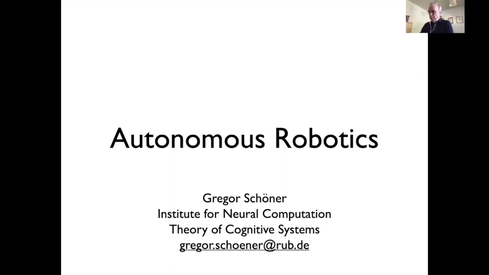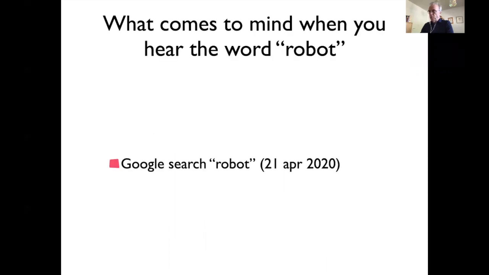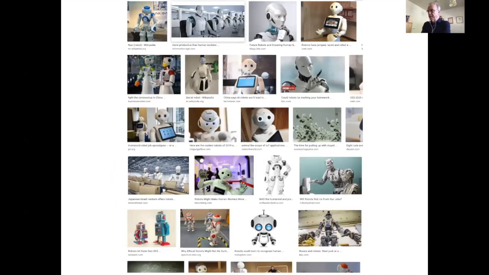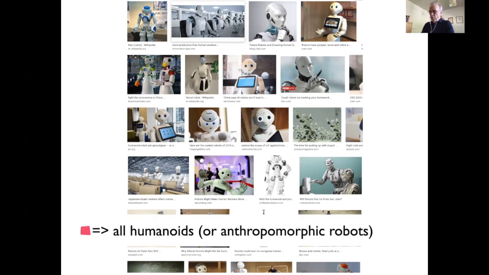So if you think about what comes to mind when you hear the word robot, I think many of you will immediately have an idea. I Googled that word at the beginning of last year and got this on the first page. Not surprising, all of these are humanoids, right? Anthropomorphic robots. And that's pretty much the idea we have about robotics from literature.